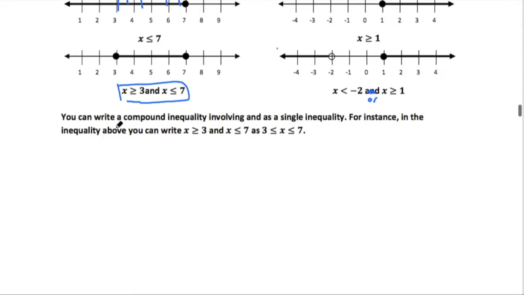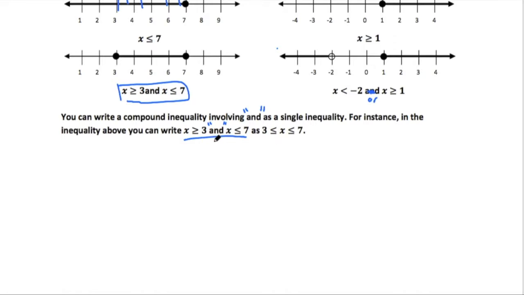One other thing to note is that you can write a compound inequality involving "and" as a single inequality, sometimes called a conjoined inequality. So up above we saw the inequality written this way with the word "and" literally separating the two inequalities. Well, we can actually rewrite this almost as a little sandwich for x, where x is between the values 3 and 7.